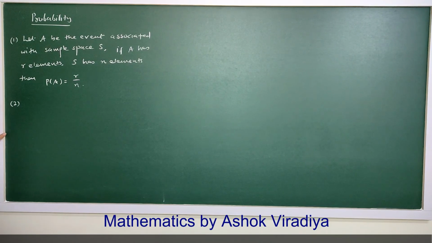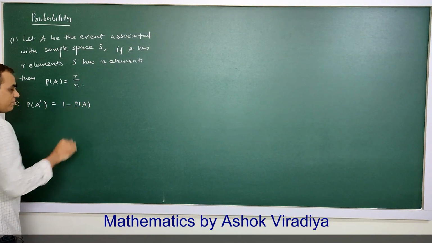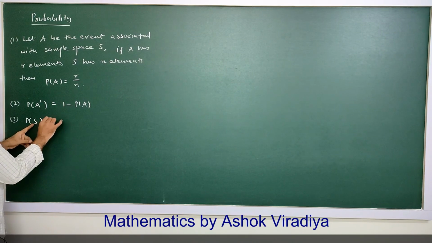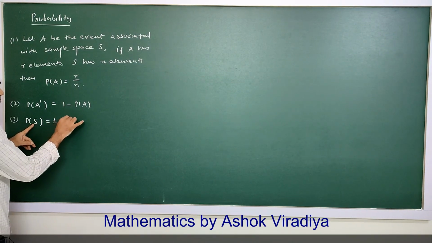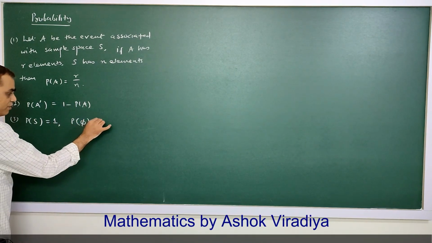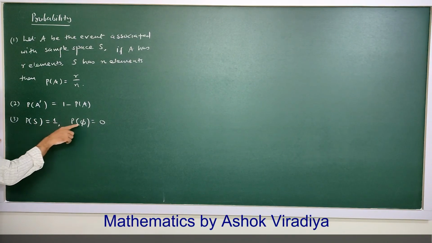Then second property, probability of complementary event, P of A dash, is equal to 1 minus probability of A. Say probability of event S, the sample space, so it is a sure event, its probability is 1, and probability of an impossible event is 0. This means S is a sure, certain event, and this is an impossible event.